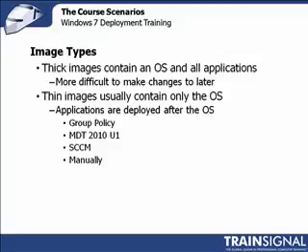If we look at the flip side of this coin, so we don't want to use thick images, they're too difficult. Let's go all the way over and use thin images. Now, normally a thin image only contains the operating system. And then any applications you'd like to have deployed are deployed using group policies, Microsoft Deployment Toolkit 2010 Update 1, System Center Configuration Manager, or manually install them. So there's a little bit more work after the deployment of your operating system occurs.